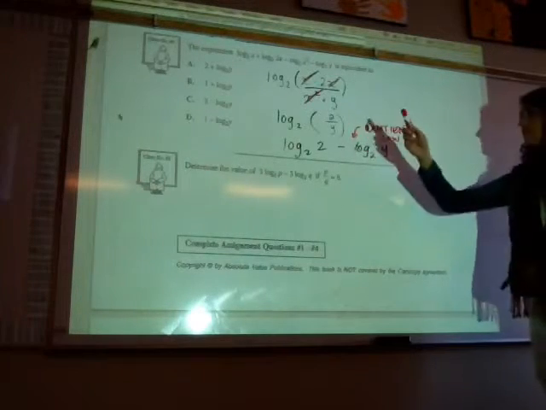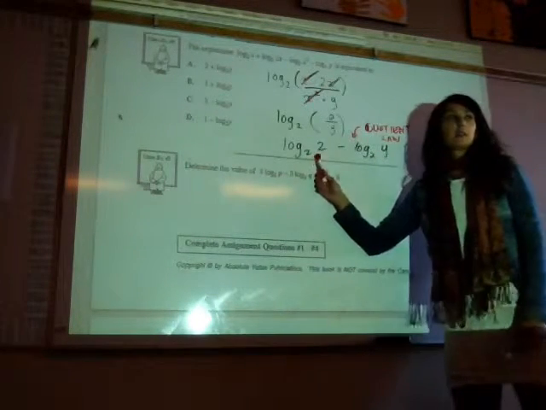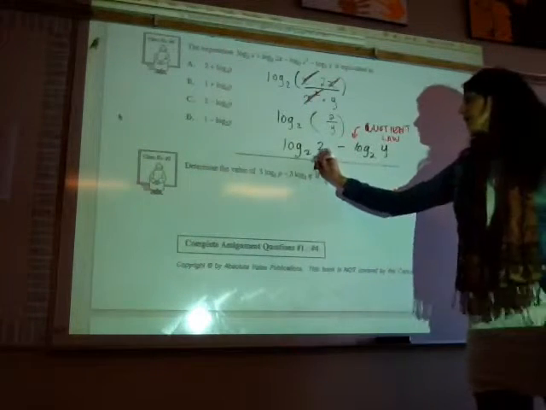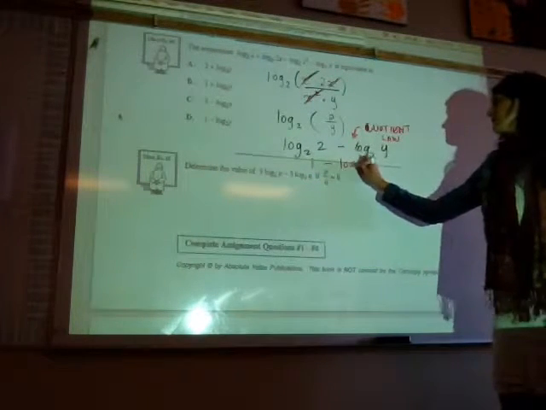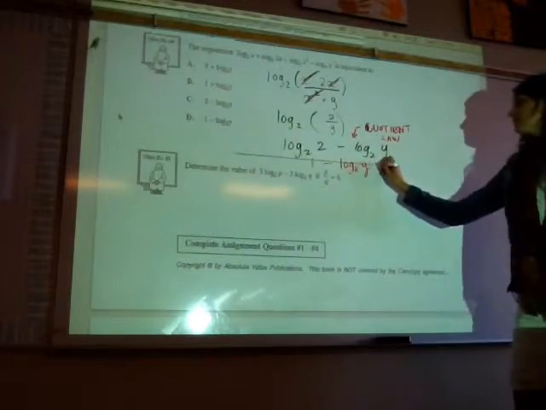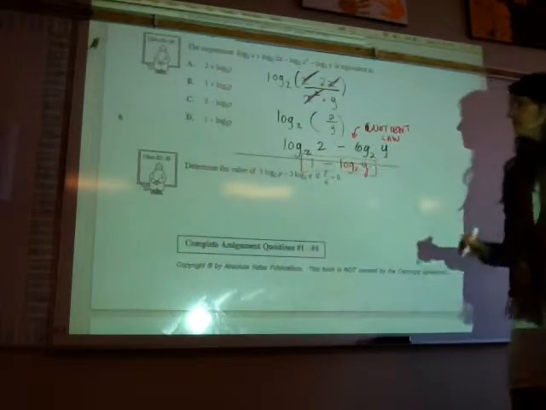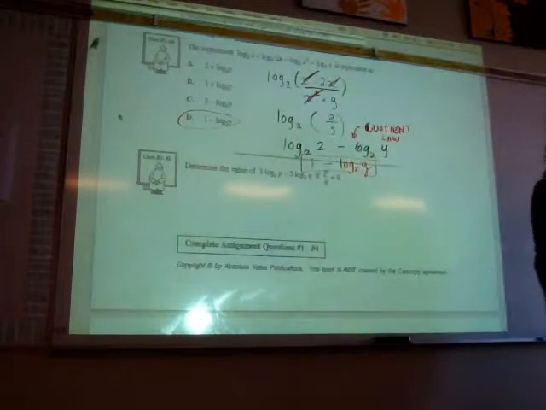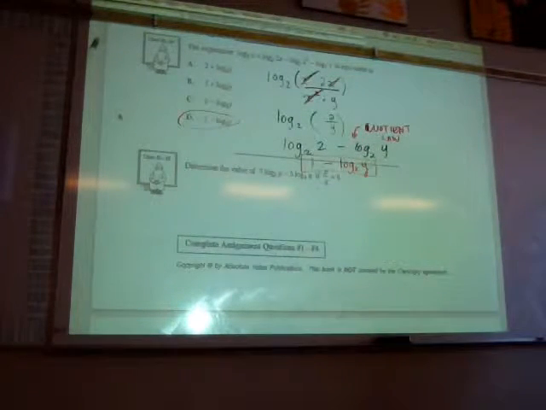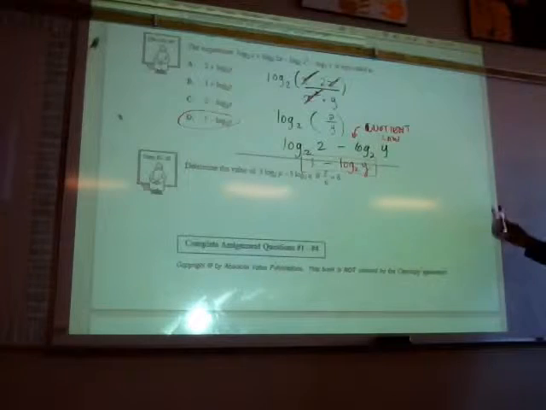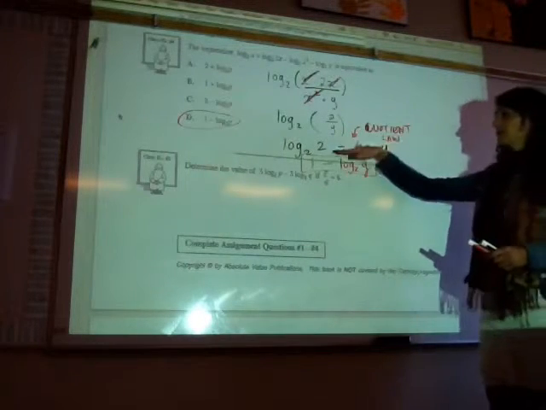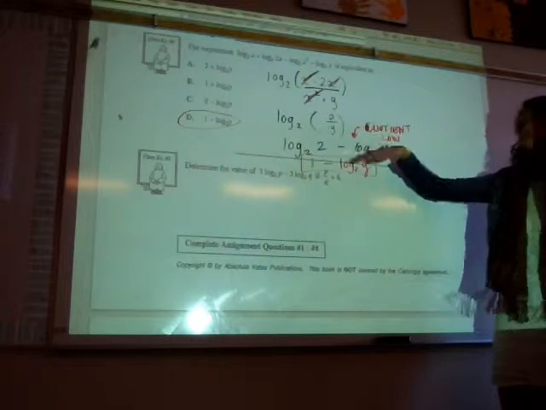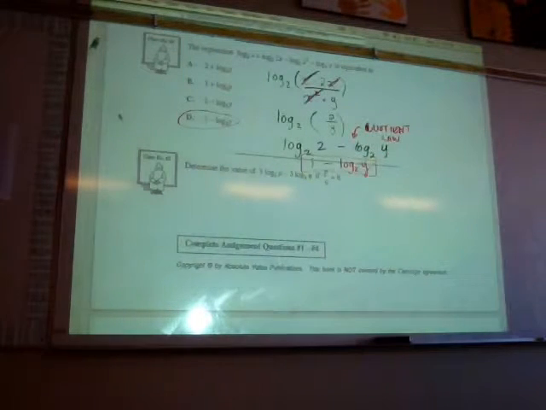Still don't have the right answer, but if we have the same base as the argument, what does it equal? 1. So we end up with 1 minus log base 2 of y, which is D. So just remember with your quotient law, you can go from a subtraction sentence to a quotient statement, or vice versa, like we just did.